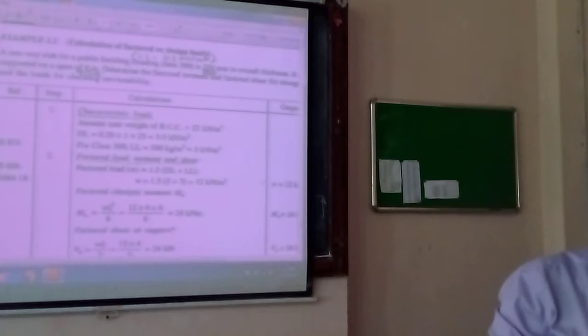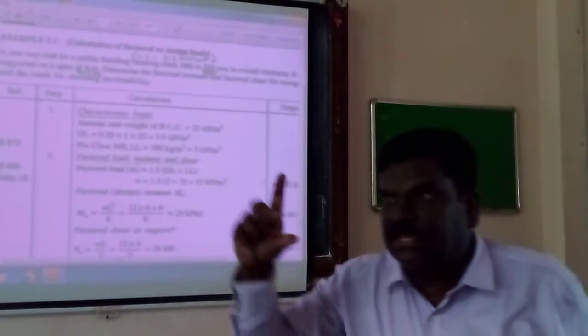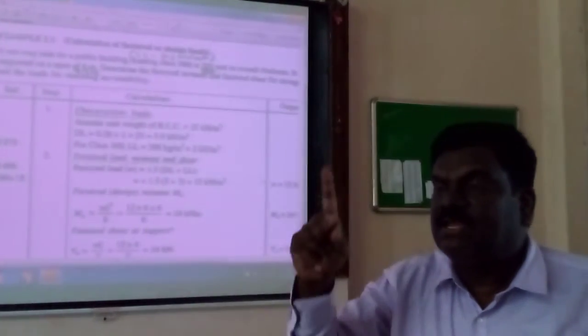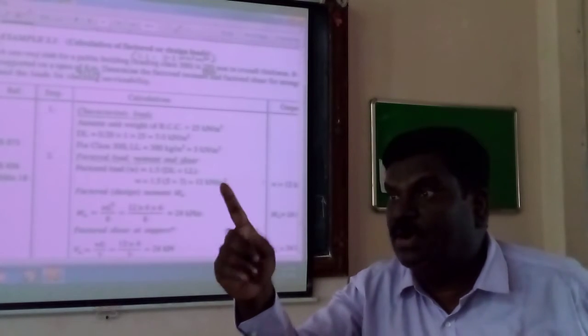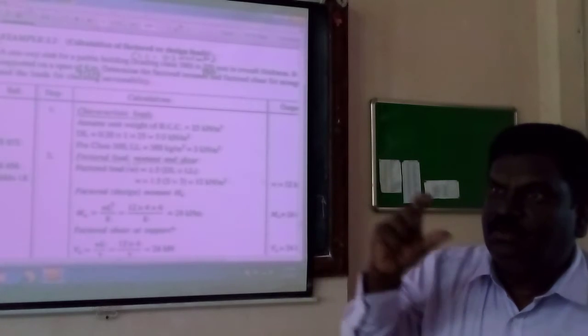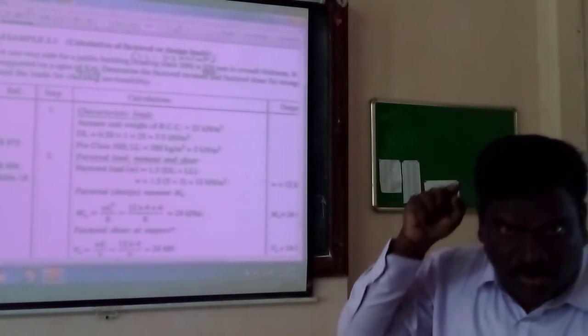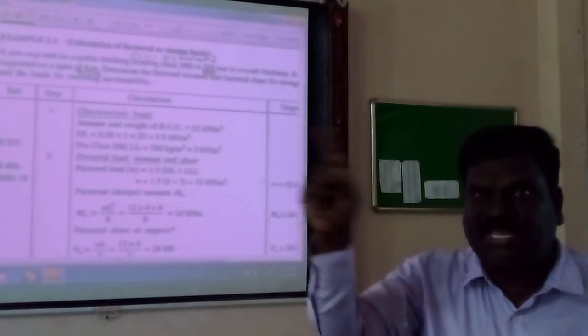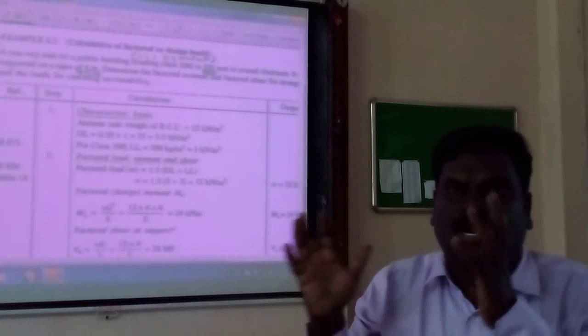0.18 into 1 is what? 0.18 is the thickness of the slab. 180 mm thickness, I told you 180 mm thickness, so 0.18 meter thickness. 0.18 into 1 meter square area, isn't it? Into 1. It will give me the volume of concrete.